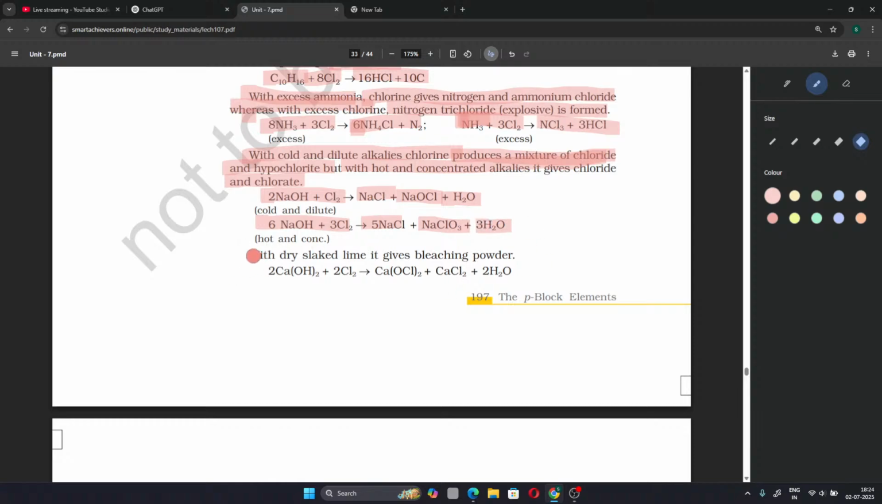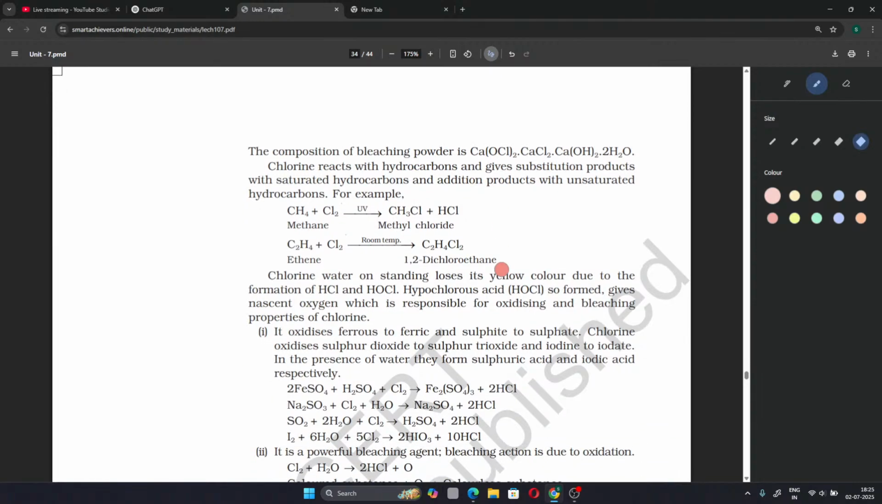Hot and concentrated. With dry slaked lime, it gives bleaching powder. Dry slaked lime is calcium hydroxide. Calcium hydroxide reacting with chlorine gives bleaching powder. The composition of bleaching powder is CaOCl2, CaCl2, Ca(OH)2 dot 2H2O.